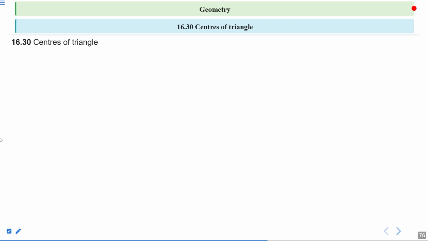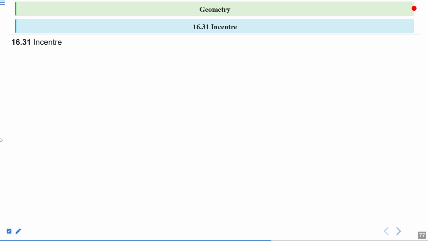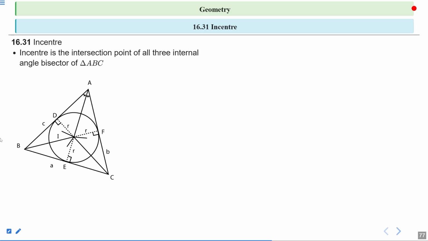Centers of triangles. The first one is called incenter, the second is circumcenter, the third one is centroid, and the fourth one is orthocenter. So first, the incenter. Incenter is the intersection point of all three internal angle bisectors of triangle ABC. So this is the diagram of all three internal angle bisectors, which form the incenter of the triangle.